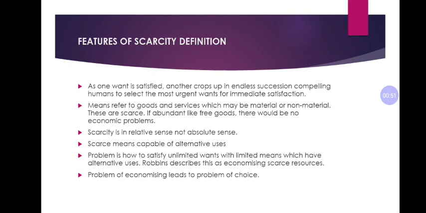Robbins referred to the multiplicity of ends. By ends, he meant human wants, which are unlimited. And since all of them cannot be satisfied, humans need to prioritize which to fulfill first and which to defer. He also referred to scarcity of means.